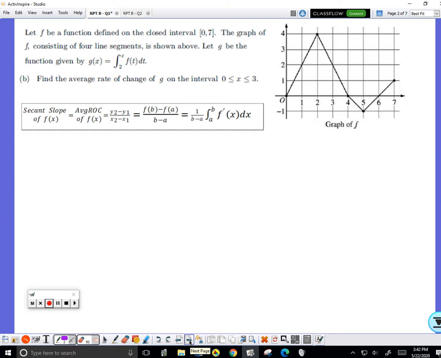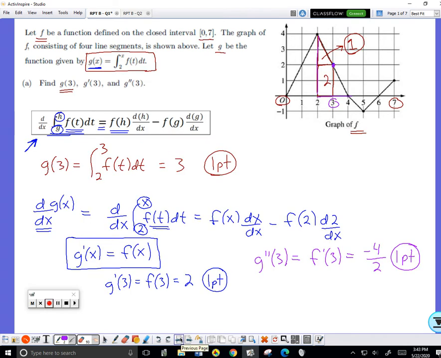Okay, part B. Find the average rate of change of G. Look at my golden notes. I see average rate of change of G is right here, except that I'm using G, so it's going to be G of 3 subtract G of 0, all divided by 3 subtract 0. I found G of 3 in part A. It turned out to be 3. So I'm going to need g of 0.